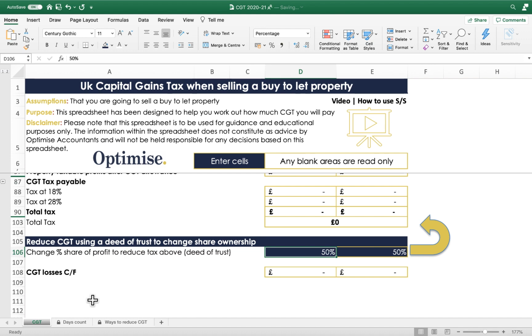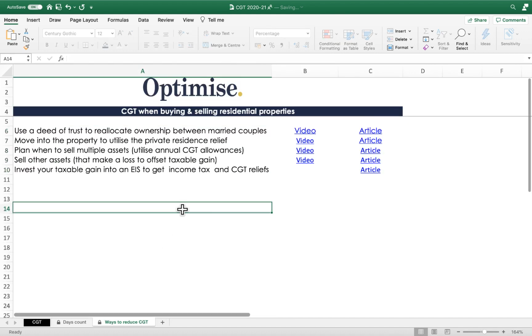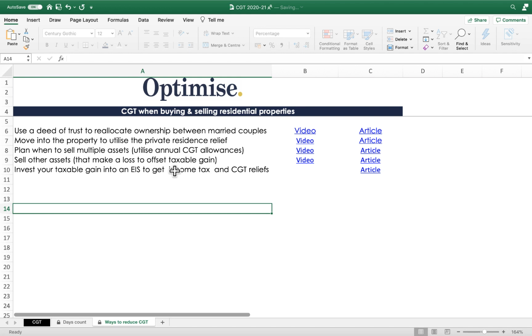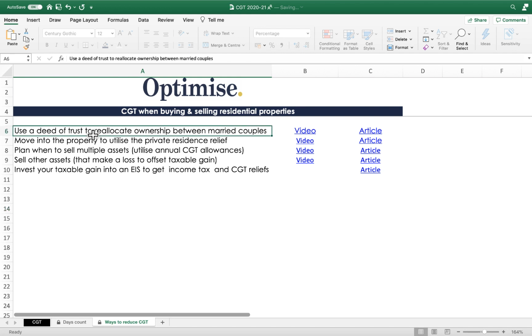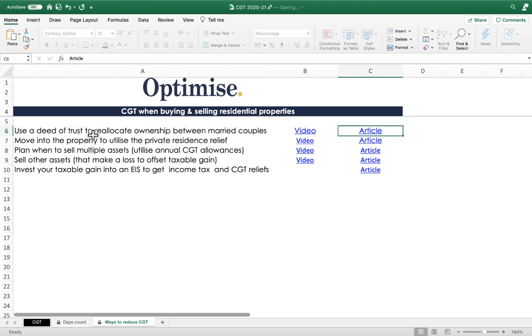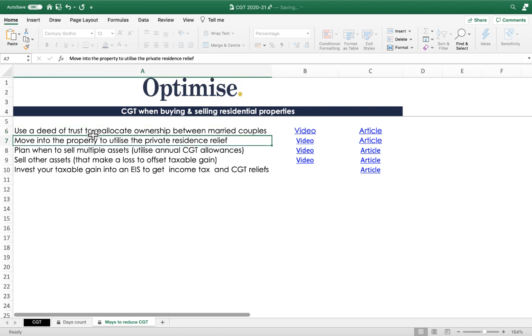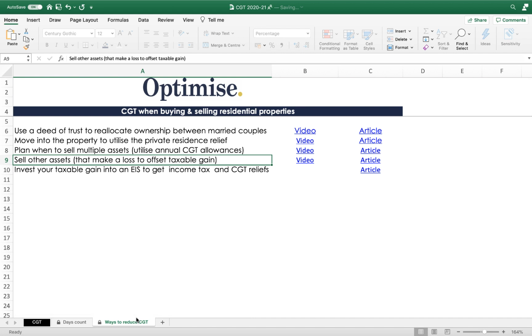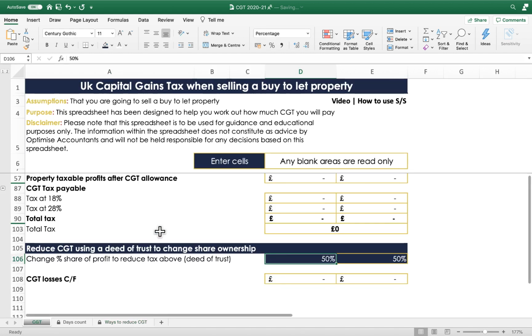Now, don't forget that there are so many ways in which you can reduce your tax liability. We've talked about using a deed of trust. There's a video and an article for that, but there are other ways of reducing your CGT liability as well, and those links and videos are contained in this workbook. So not only are we looking to help you calculate your CGT liability, but we're also demonstrating how easy it is to reduce that CGT liability as well.